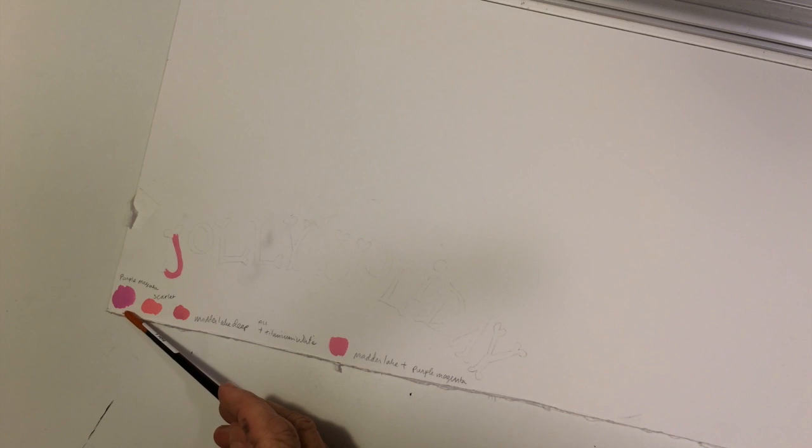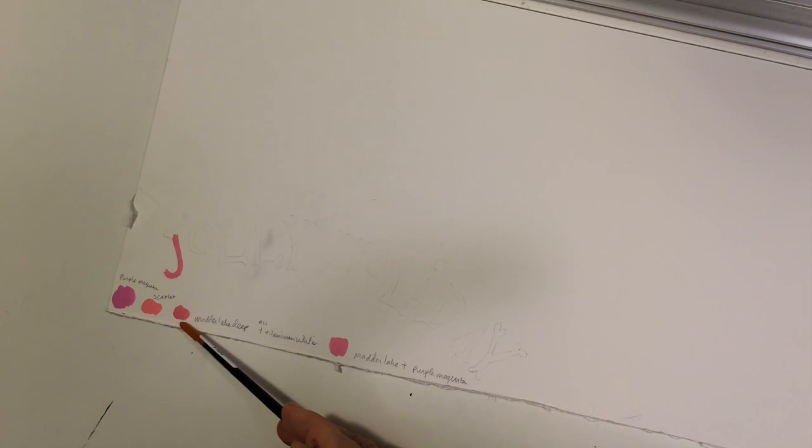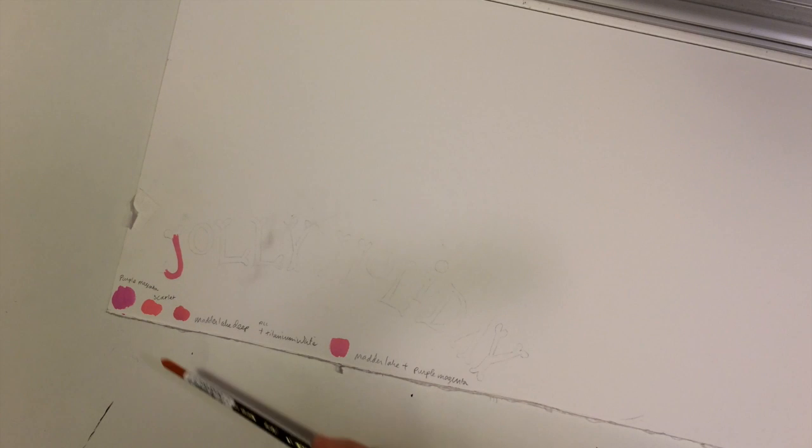Over to my left is purple magenta. This is scarlet. This is Madder Lake Deep. And then this is Madder Lake Deep plus purple magenta. These are all mixed with titanium white. So I just do a test pattern to see if I like these colors, if that's the right pink, until I find one.